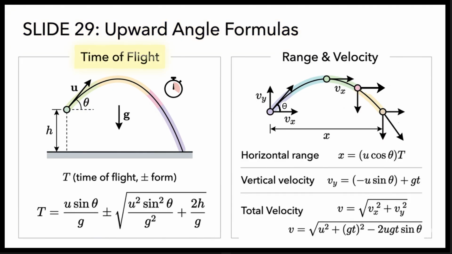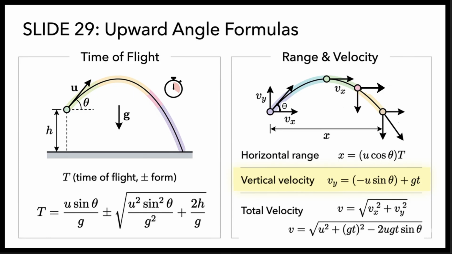For upward launch from height h at angle theta, the time of flight equation is quadratic. T equals u sine theta over g, plus or minus the square root of u squared sine squared theta over g squared plus 2h over g. Always take the larger positive root, that is, the actual landing time when the object finally reaches the ground below. Horizontal range is x equals u cosine theta times t.